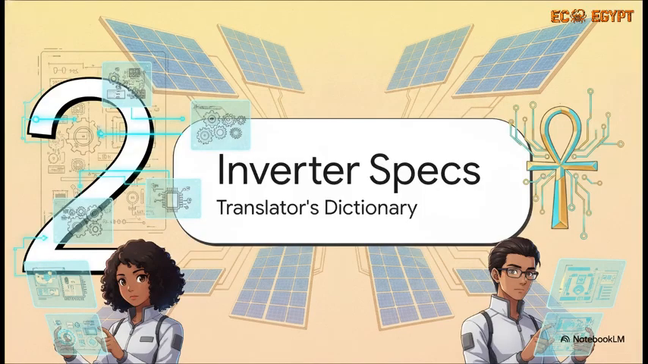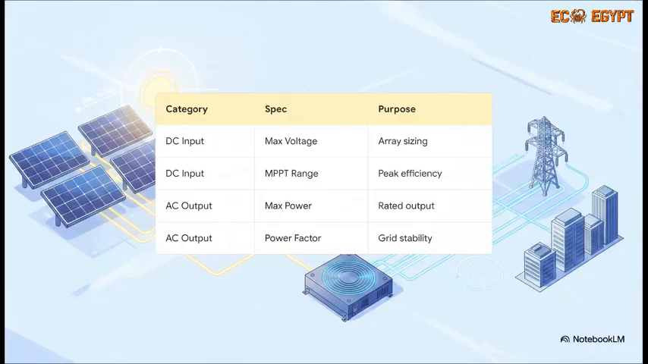Moving on to Section 2, Unpacking Inverter Specifications. Let's dig into the translator's dictionary using the Eco-Egypt engineering standards. When engineers look at these machines, they neatly separate what the inverter absorbs on the panel side versus what it delivers out to the grid side.